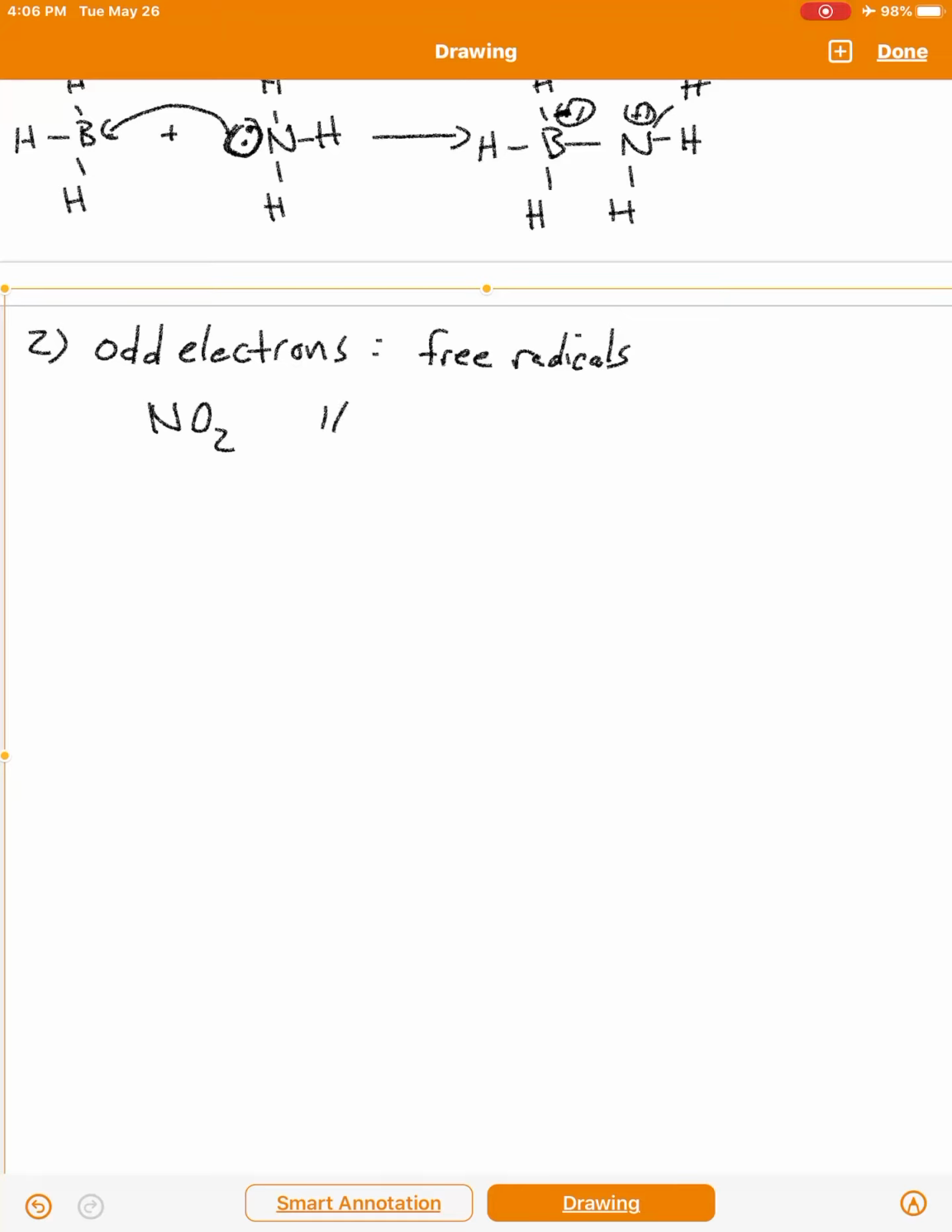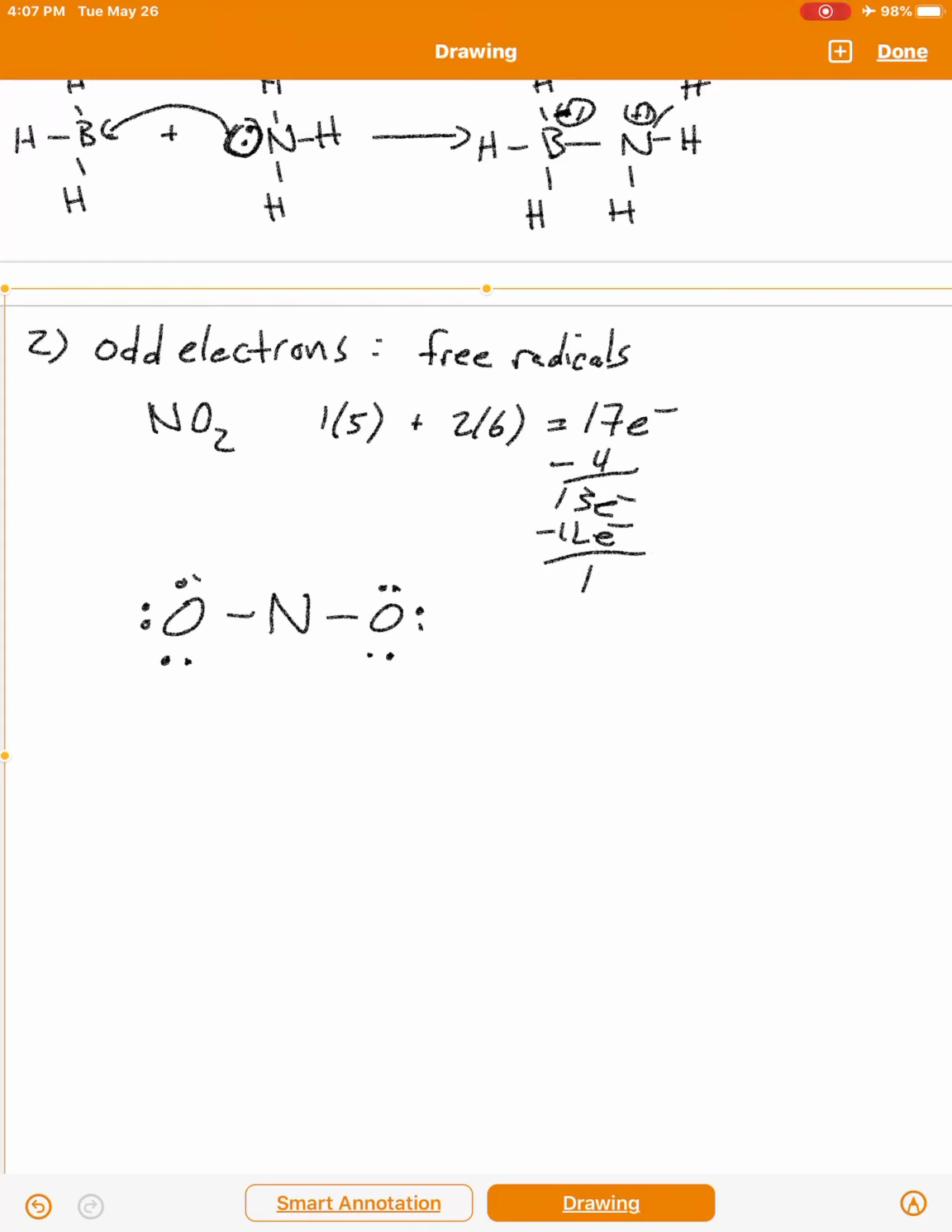Nitrogen is in column 5A, so it has 5 valence electrons. Oxygen is in column 6A, so it has 6 valence electrons. So we have 17 valence electrons here. So if you draw the Lewis structure for 17 electrons, there's 4, get the surrounding atoms up to 8, so I've used 12. Now we're down to 1. Put that 1 right there on the nitrogen, because the surrounding atoms are already up to 8. Subtract that 1, and we're down to 0. So now the nitrogen has 5. 2 here, 2 here, 1 here.